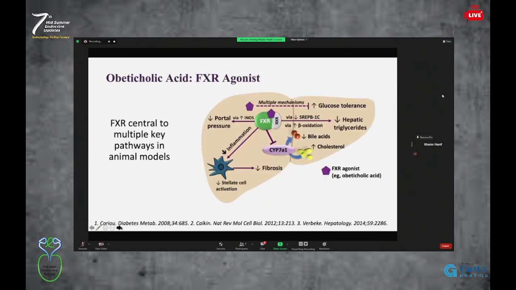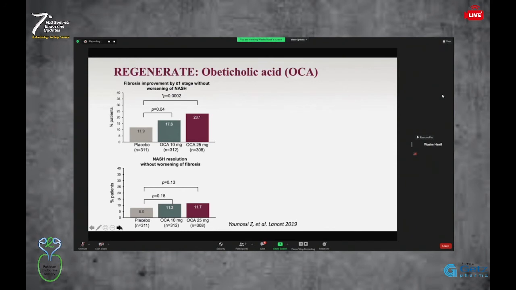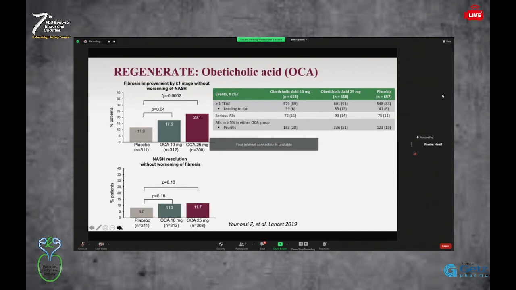Now, in terms of specific agents which are targeting fibrosis, there have been a lot of agents that have been looked into, which are phase 3 trials. Obeticholic acid is an FXR agonist, and it's been shown to be effective in multiple animal models. We have trials with obeticholic acid. So this is the Regenerate trial. And this is basically looking at fibrosis improvements by greater than 1 stage and NASH resolution, again showing some initial promising results.